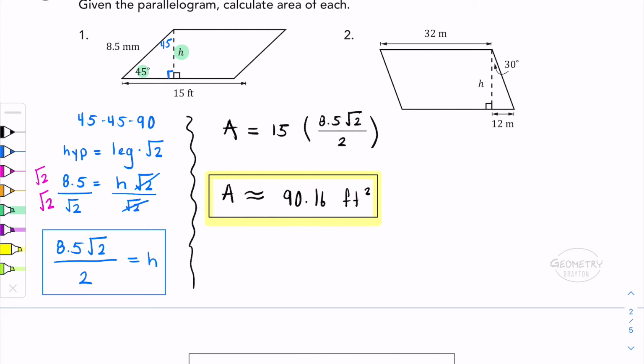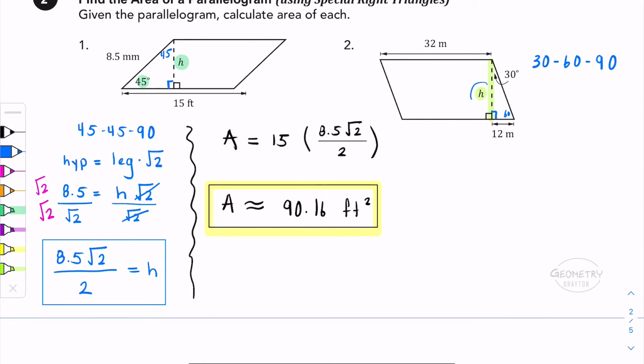For number two, we're looking for the height again. So we are missing this height here, but we can see that we have a 30, 60, 90 triangle. So having a 30, 60, 90 triangle allows us to use the formula, and we're looking to specifically find the long leg here. This is the longer leg. We don't need to find the hypotenuse. We have the length of the short leg. Remember, the short leg is always directly across from the smallest angle, which is 30.